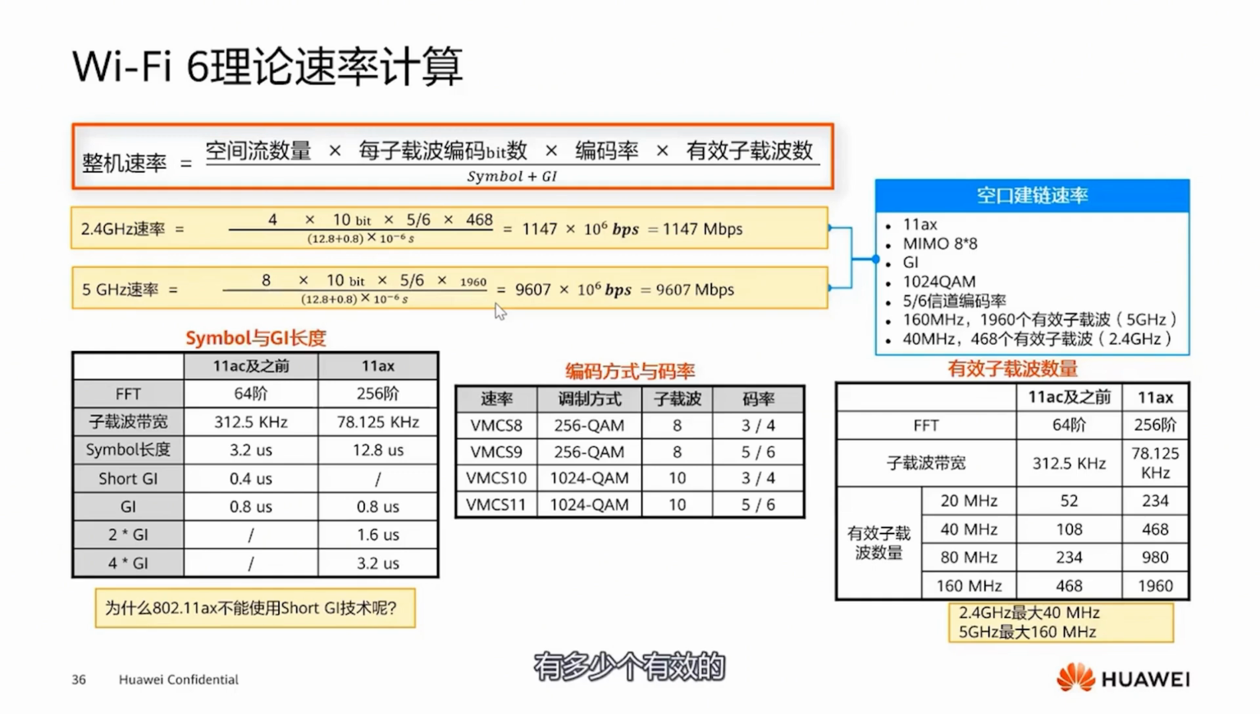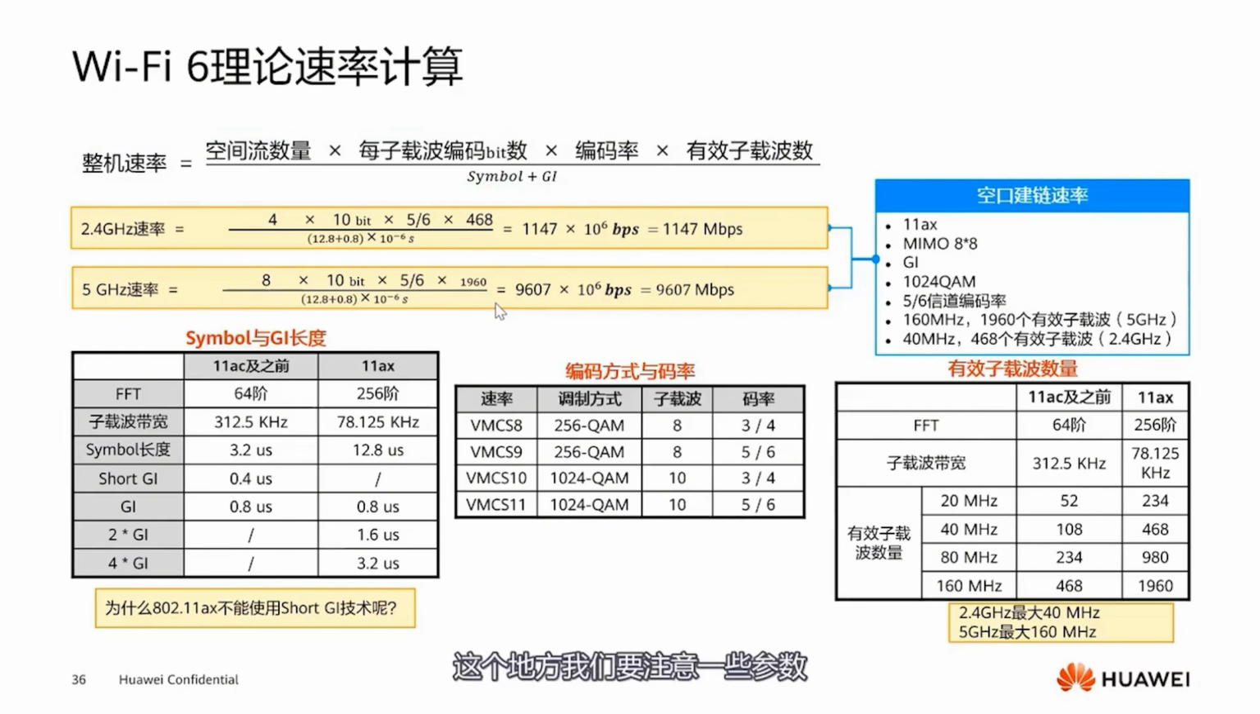Another is the number of effective subcarriers. How many are available to carry the data transmission? We need to be mindful of some parameters here. The first being a term called symbol, which is the length of time data is sent, representing how much data can be sent in a unit of time. In 802.11ac, the symbol length is 3.2 microseconds. In 802.11ax, it is 12.8 microseconds, meaning in the Wi-Fi 6 protocol, the client can occupy more time per transmission.